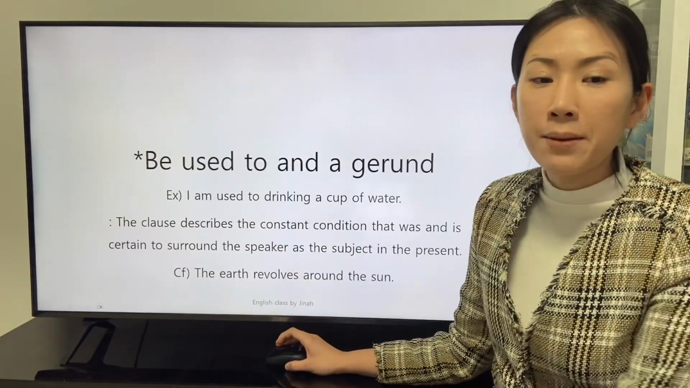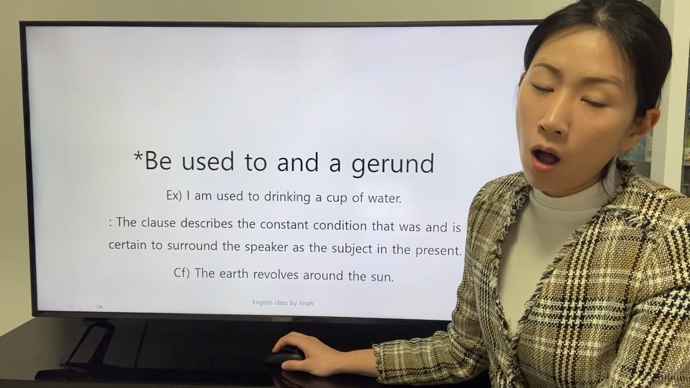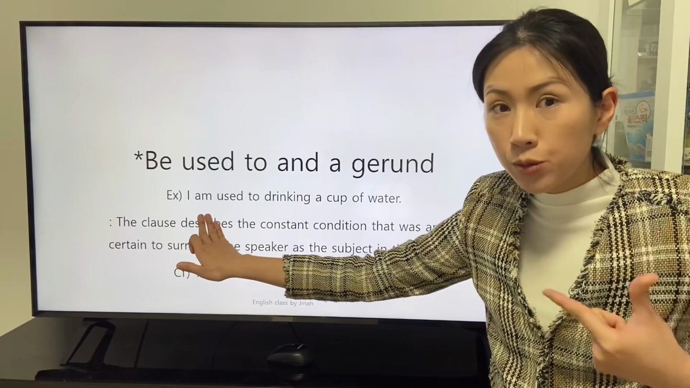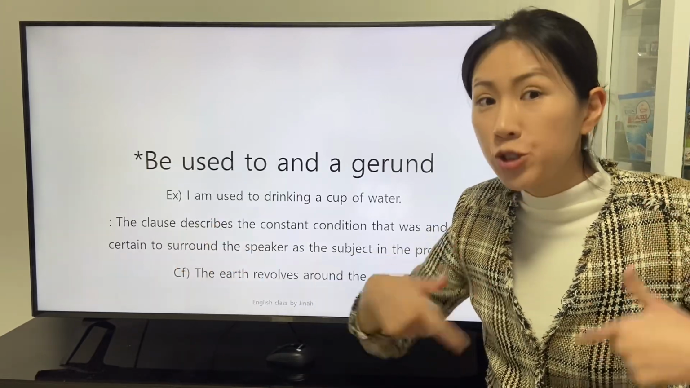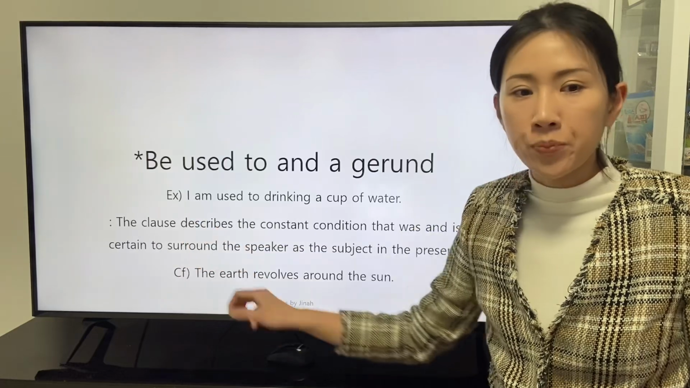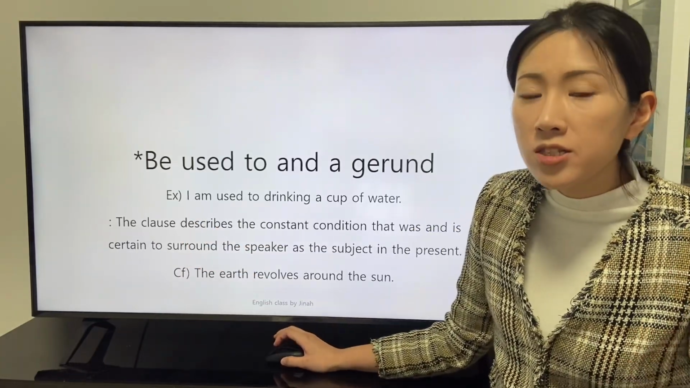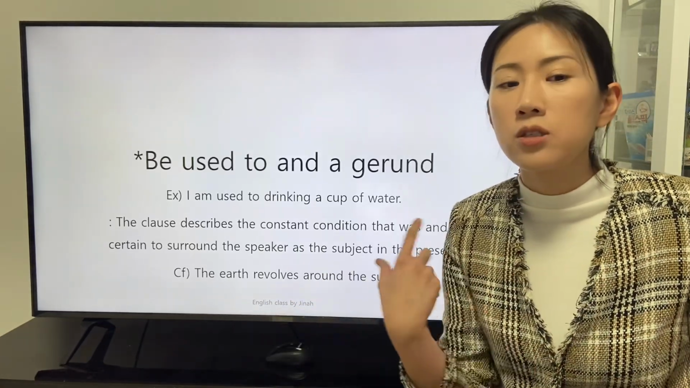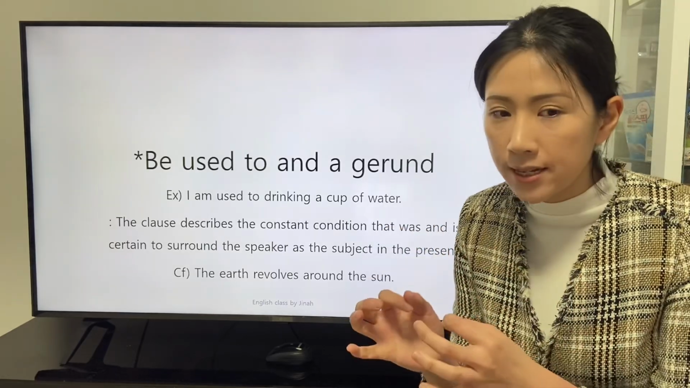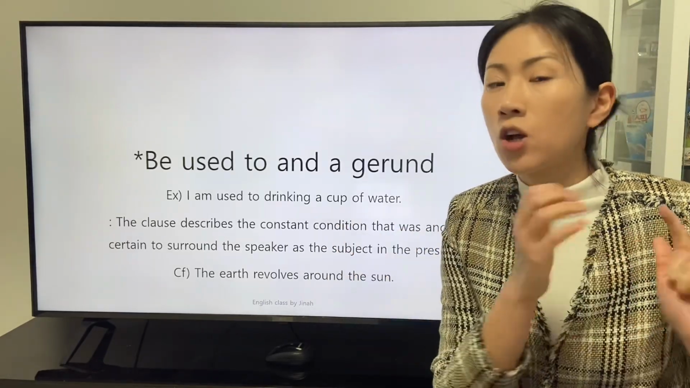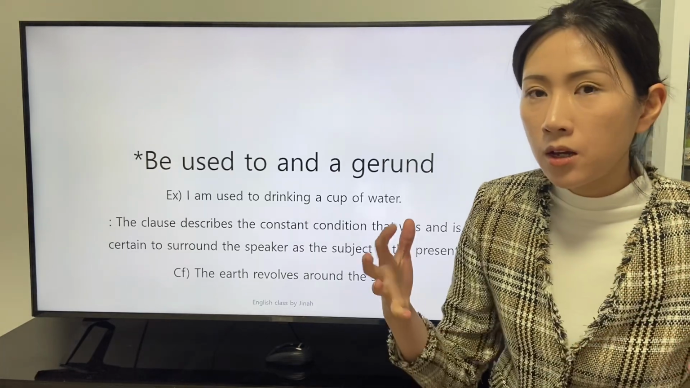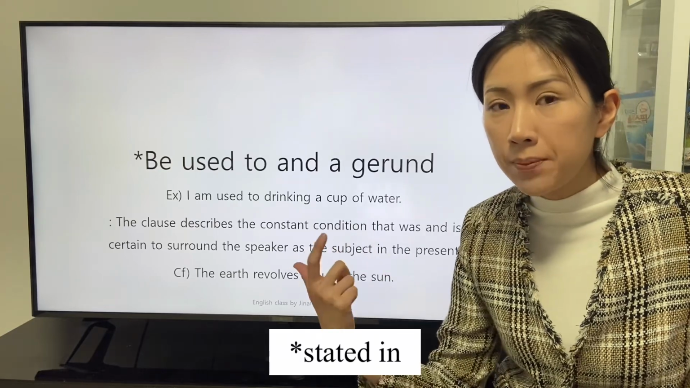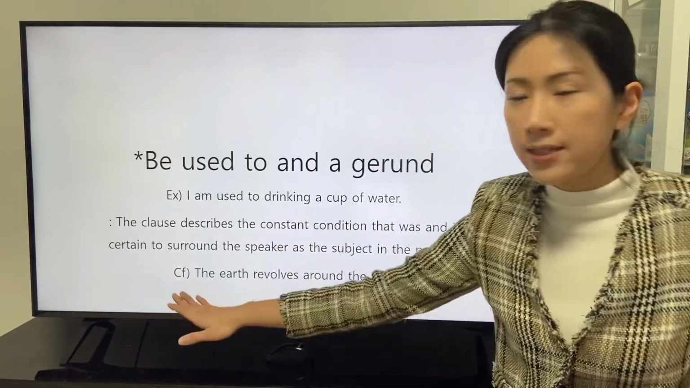There is a clause: I am used to drinking a cup of water. The point is that the be-verb am describes the habitual condition of the speaker. The clause describes the constant condition that was and is certain to surround the speaker as the subject in the present. An experience, a condition, or an action that constantly happens is in the present tense, just like this clause.